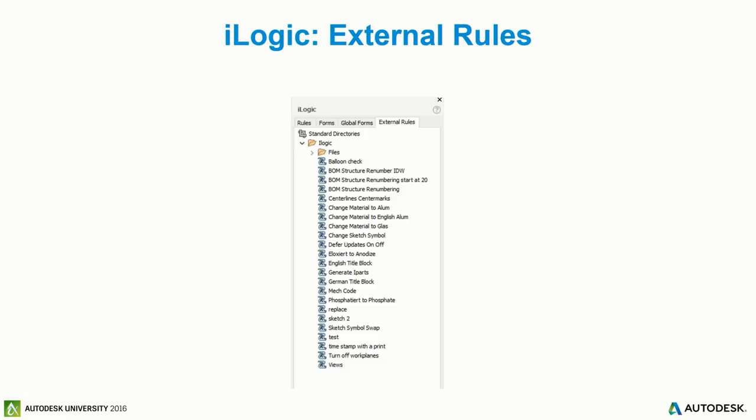Changing title blocks. I mean, how many people that go through, they got to delete it, change it? You can automate it. There's code out there all over the place for a lot of these items that you might want to utilize. Again, phosphate, German title block, replace, turn a sketch two. I mean, I got a lot of playing with ones.